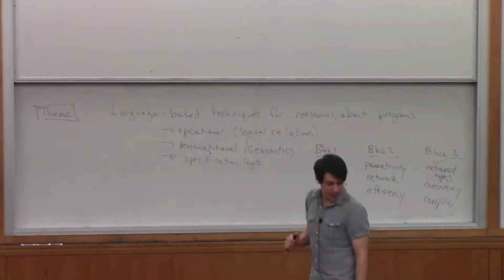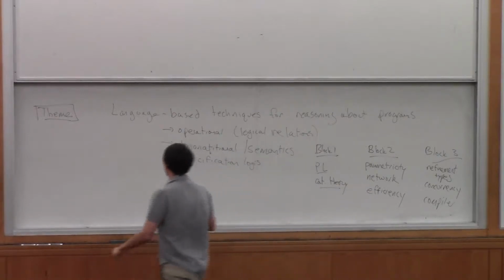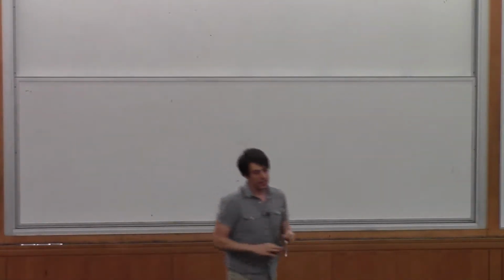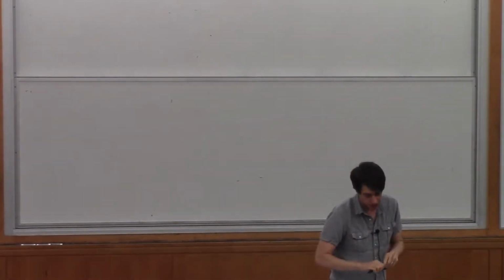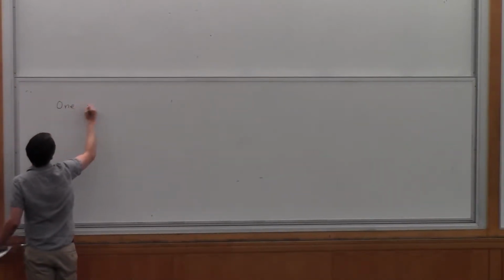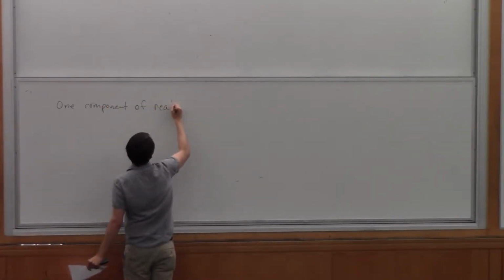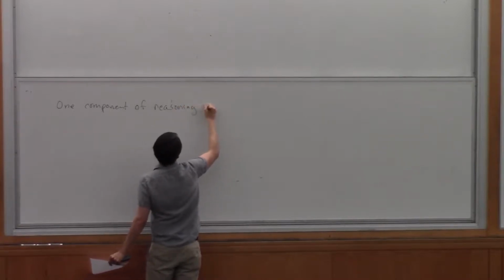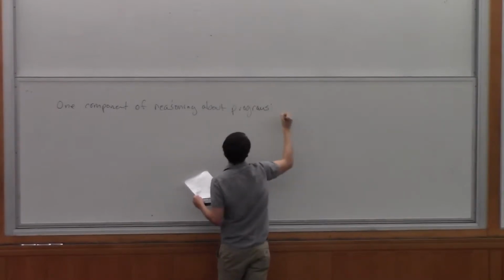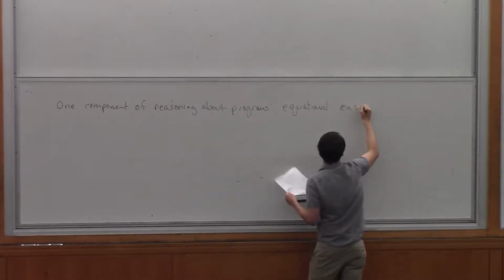Okay, so with that said, now I want to move on to some of the more technical stuff. So picking up from where Bob was, for today, what I'm going to do is to talk about one main component of reasoning about programs. In particular, what's called equational reasoning.